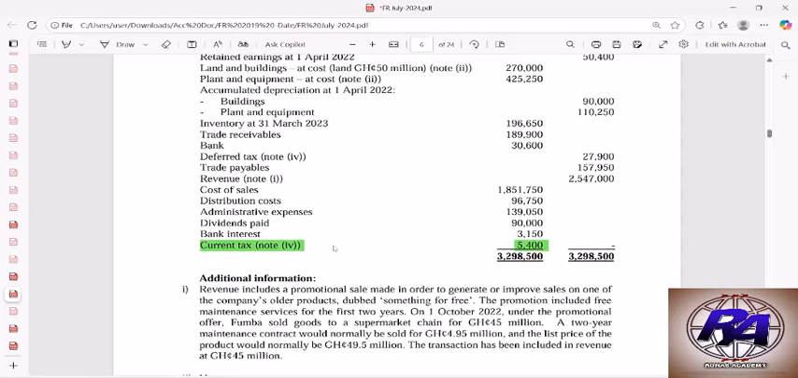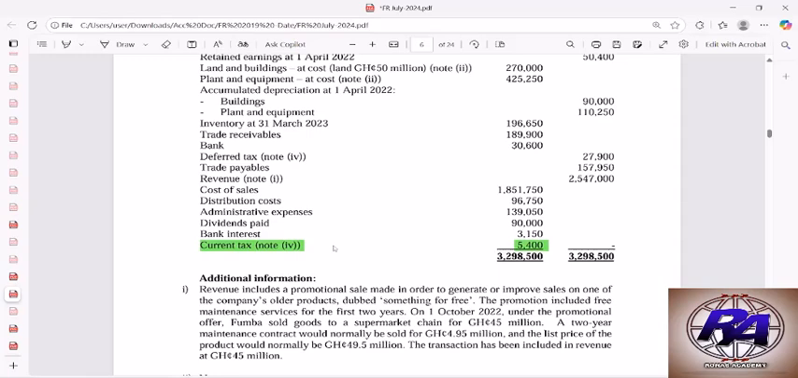So anytime questions are silent, this is a trick I'm showing you. Anytime the questions are silent on whether it's an over provision or under provision, they didn't say anything, you have to go to your trial balance. Check, is there any balance on current tax, or is there no balance on current tax? The issue here is current tax.